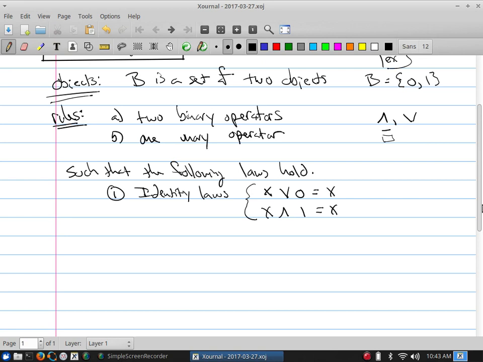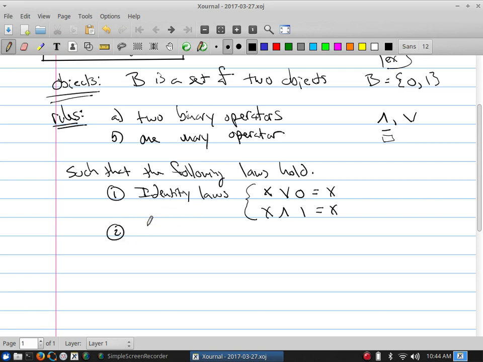Well, what if I use different symbols and different objects? Same thing, right? You just pair them off. This guy, we're going to call it 0, is the identity for this operator, then the other is the other's identity. Doesn't matter what symbols you have, what you call your operators. One of them is one identity, the other is the other identity. So the identity laws have to hold.